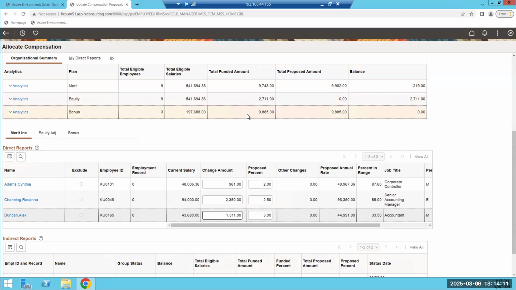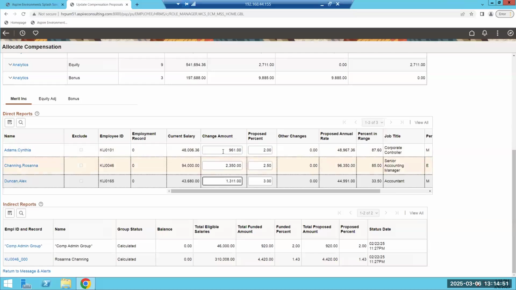And in the case of bonus, the bonus had a specific percentage fund for it, as did the equity. So we'll take a look at those, but we see the funded amount, then what our proposals are, and then what the balance is. So as we can see, we've got equity money here to spend, and because of the change I just made, we're a little over as far as our spend on the merit.